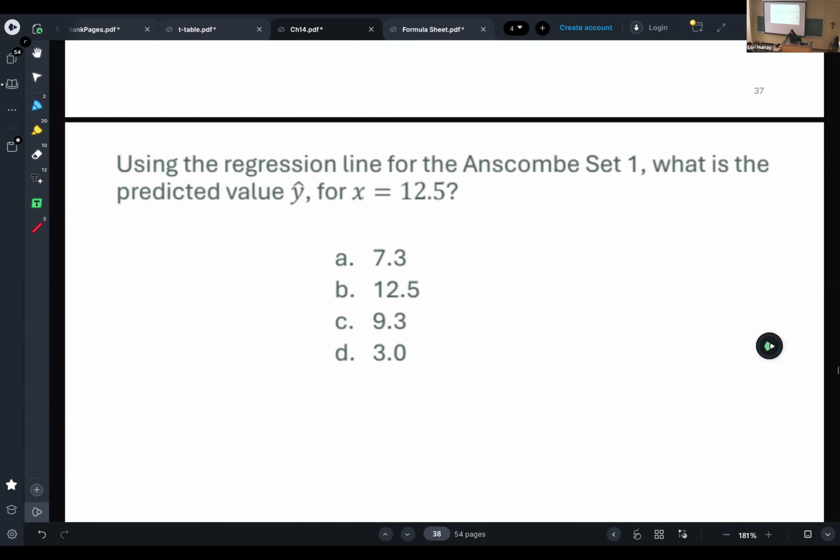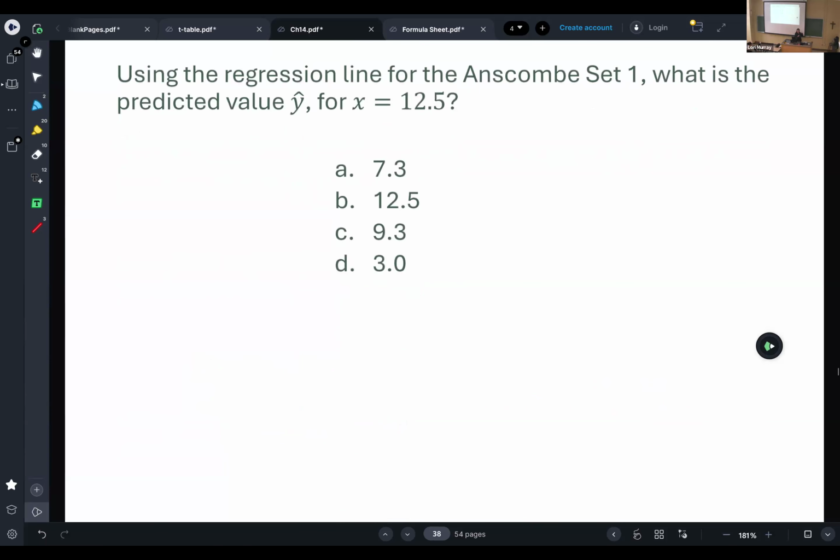And what else do we have? Another prediction. Let's try it again. Y hat equals, we're still with the same Anscombe data, so we're going to sub in x equals 12.5. You can have your arrow.